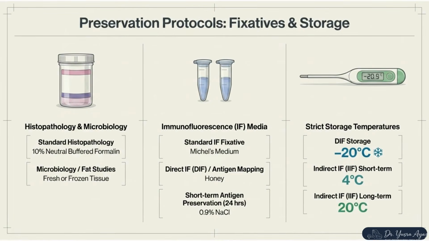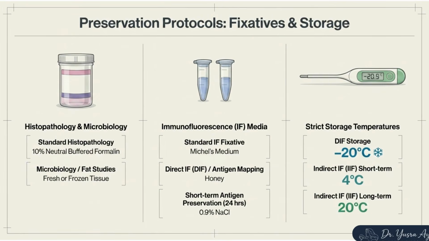Once the biopsy is taken, the next challenge begins: preserving it correctly. Because even a perfect biopsy becomes useless if stored incorrectly. So proper preservation is crucial. For routine histopathology, the standard fixative is 10% neutral buffered formalin. But for microbiology studies or fat studies, fresh or frozen tissue is preferred.